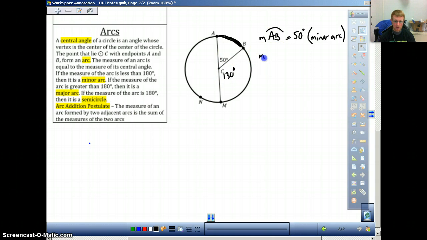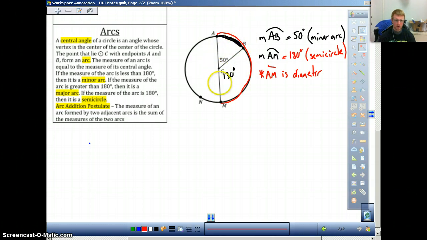So the measure of arc AM, from A to M, from here to here, is equal to 180 degrees. That means it's a semicircle. And that means that AM is going to be our diameter, so we can make sure that we write that down. AM is diameter. And remember, a diameter will always split a circle exactly in half into two 180 degree semicircles.